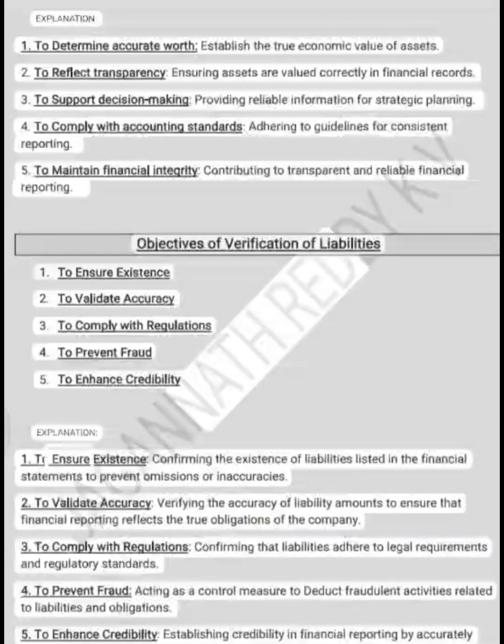1. To ensure existence, confirming the existence of liabilities listed in the financial statements to prevent omissions or inaccuracies. 2. To validate accuracy, verifying the accuracy of liability amounts to ensure that financial reporting reflects the true obligations of the company. 3. To comply with regulations, confirming that liabilities adhere to legal requirements and regulatory standards.